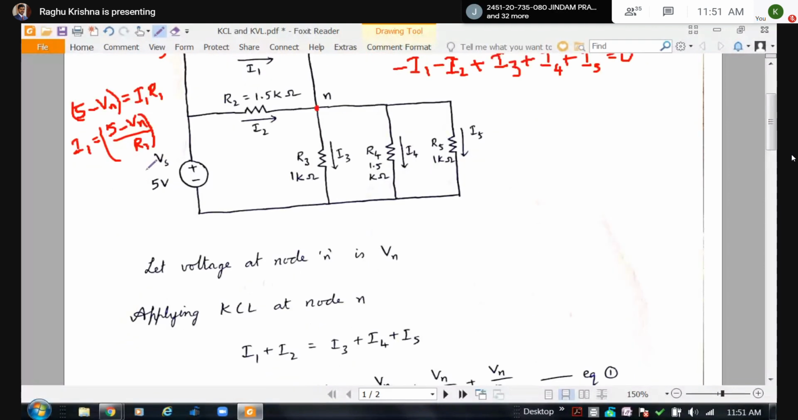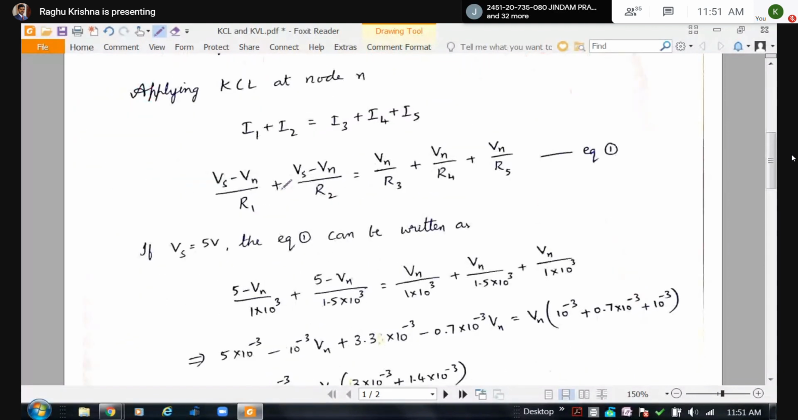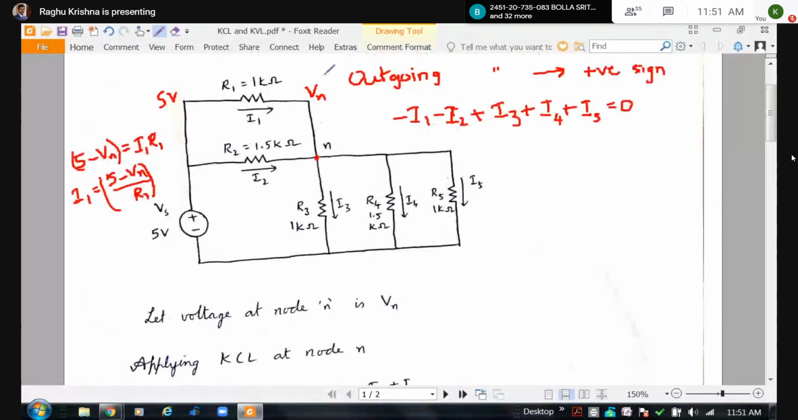Similarly, I2 can be written as Vs minus Vn by R2. So what about I3? Here, this is the reference node. So I3 can be written as Vn minus 0 by R3.